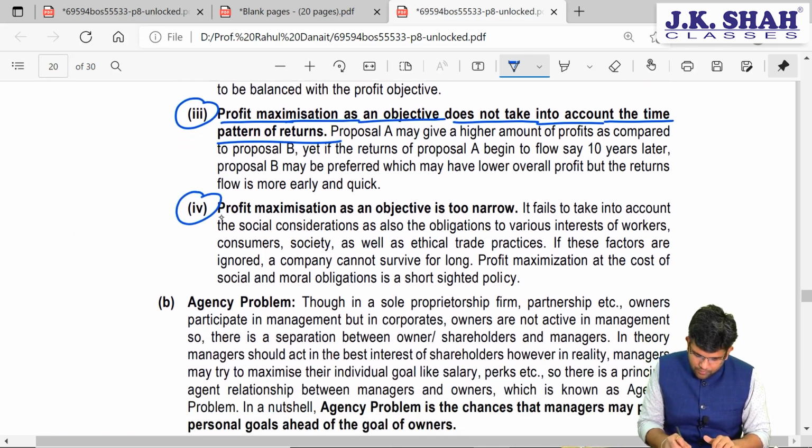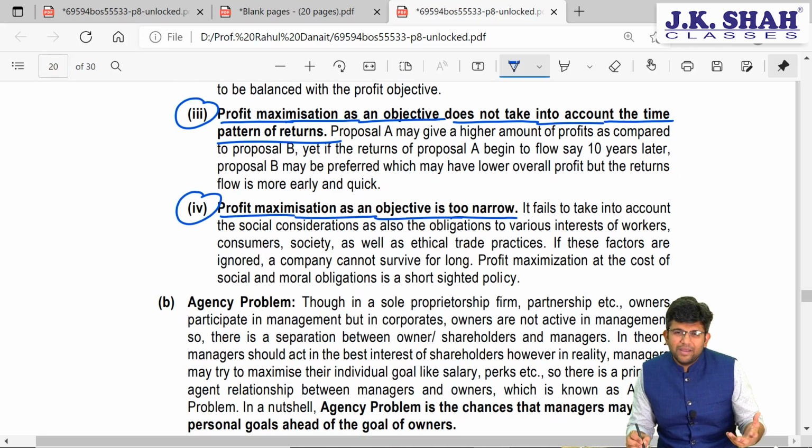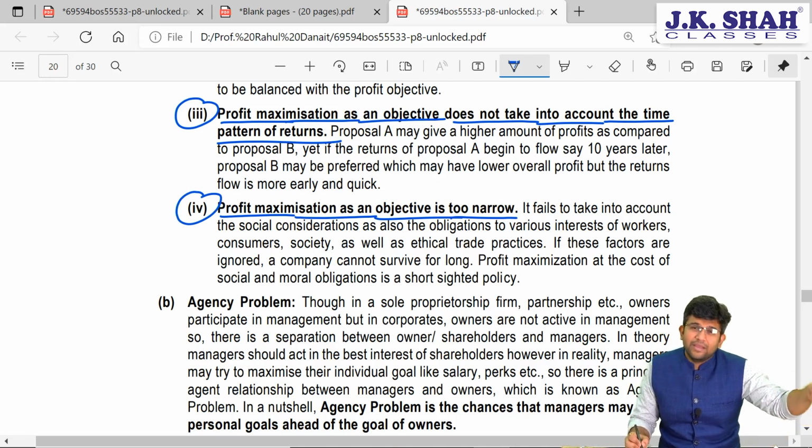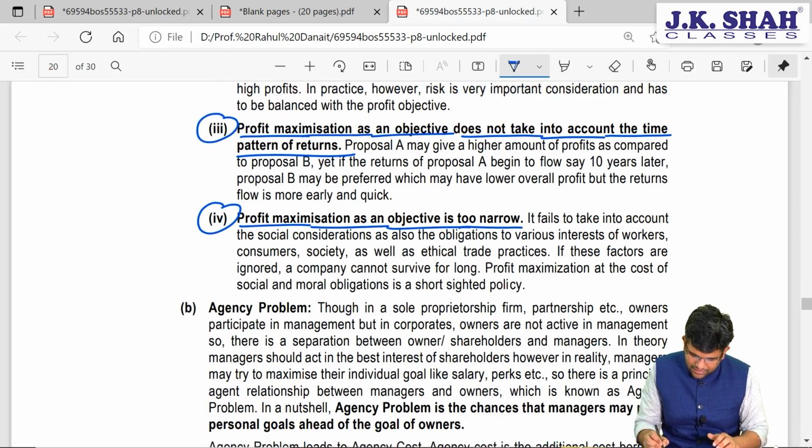And fourth, profit maximization as an objective is too narrow for a company. Do you realize apart from profits, they have to also think about various other aspects like the society, the government, the employees, you're understanding their corporate social responsibility, ethical trade practices, etc. A lot of things are given here.